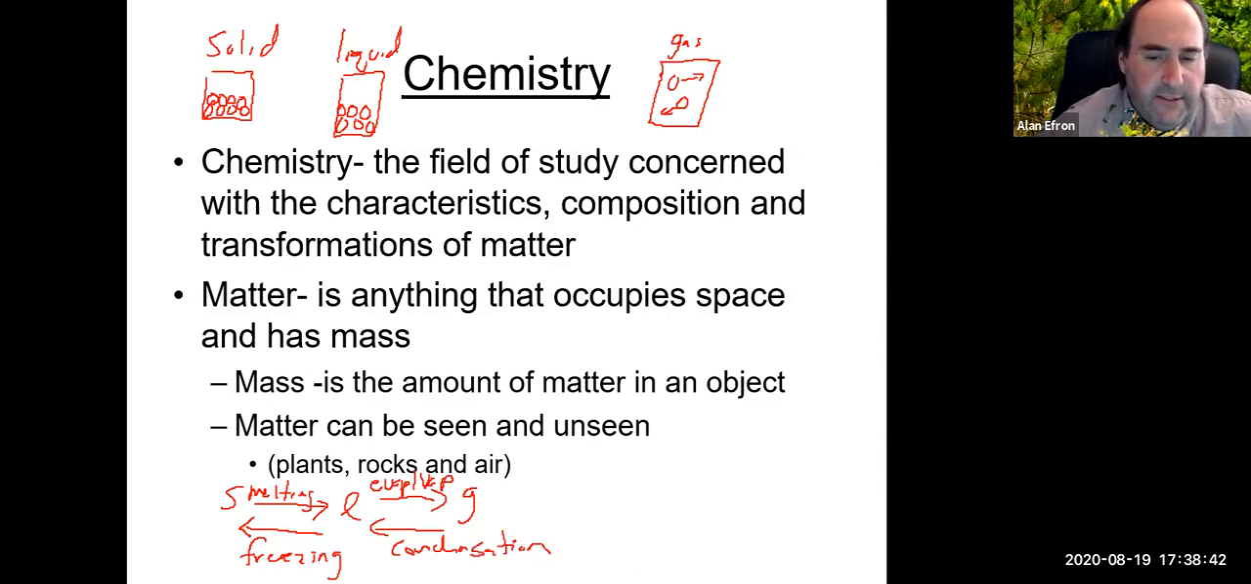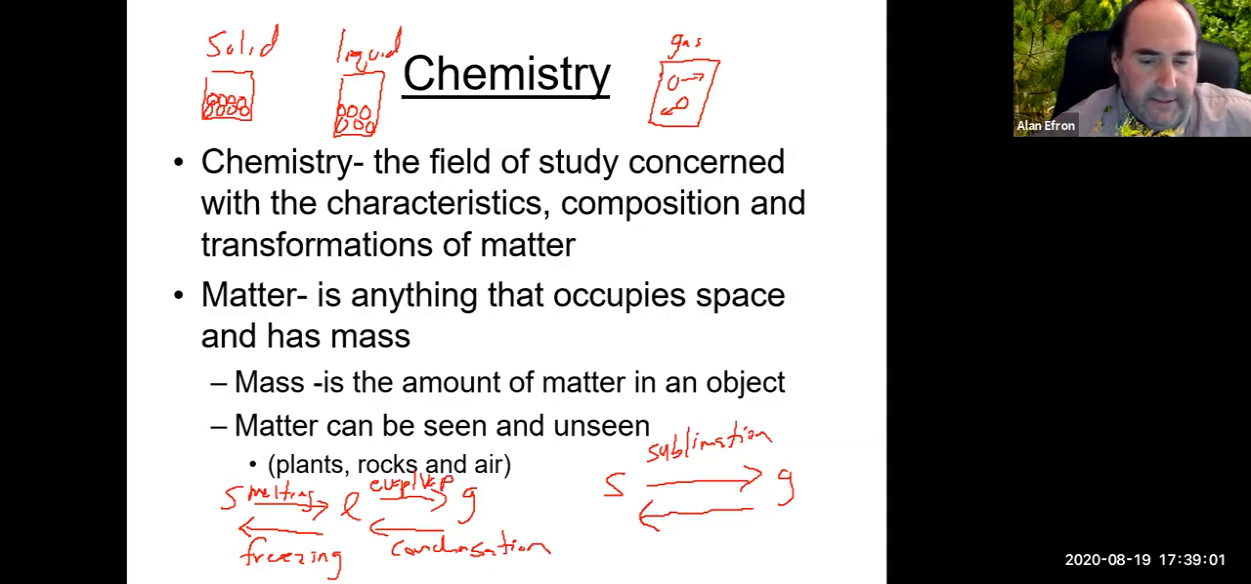And there's also a process where we go directly from solid to gas. We skip the liquid completely, and that's the process known as sublimation. We also can go from gas back to solid, skipping the liquid phase along the way, and that's what's known as deposition.